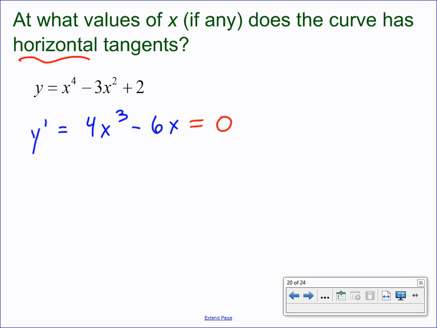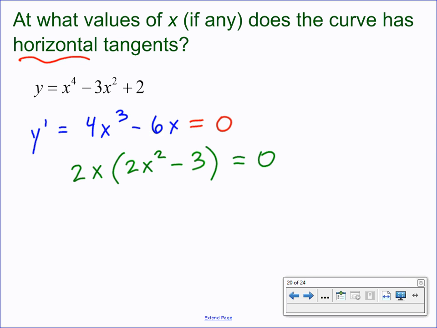So what are we going to do? I'm thinking factor first or fail. So I can go ahead and factor out a 2 and an x. That will leave me with 2x squared minus 3 equals 0. Now I can set each individual factor equal to 0 and solve.